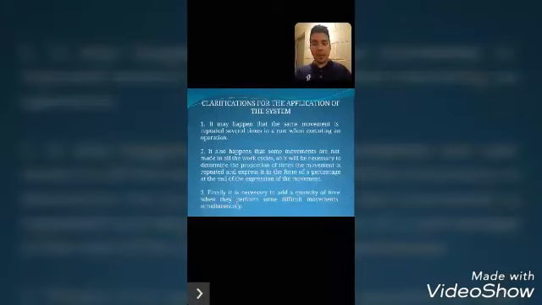Classification for the application of the system. It may happen that the same movement is repeated several times in a row when executing an operation. It also happens that some movements are not made in all the work cycles. So it will be necessary to determine the proportion of time the movement is repetitive, expressed as a percentage, and the end of the expression of the movement. Finally, it is necessary to add a quantity of time when some difficult movements are performed simultaneously.